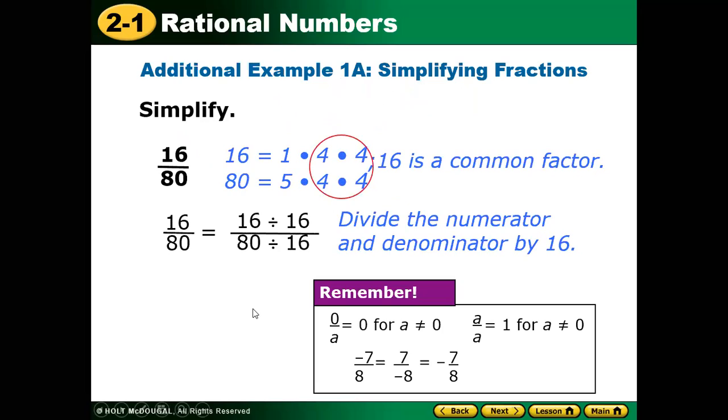Let me show you also how you are going to find the answer by factorizing. 16, you can say that 16 equals 1 times 4 times 4, and 80 equals 5 times 4 times 4. Then 16 is a common factor, so we are going to divide by 16 directly. This is in case you are going to expand or find the options, how you will write 16. So this is another method if you want to use it to find the common factor between the numerator and the denominator.